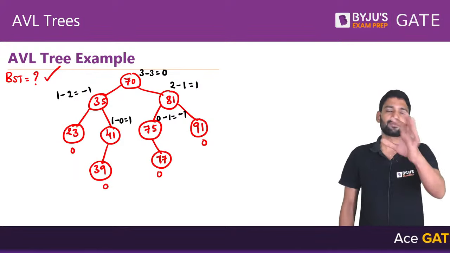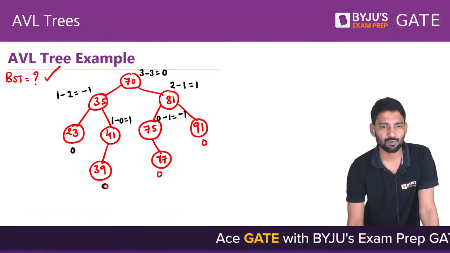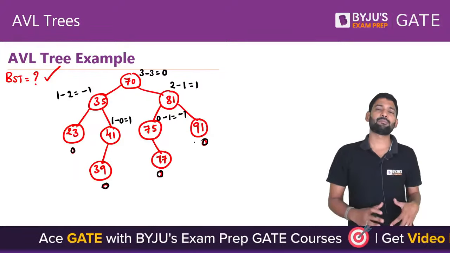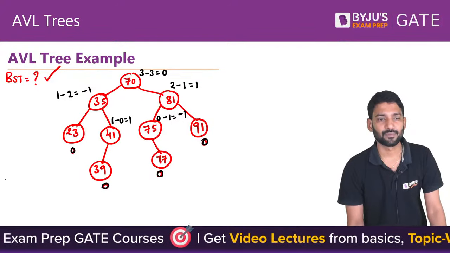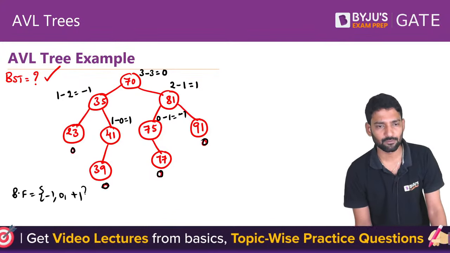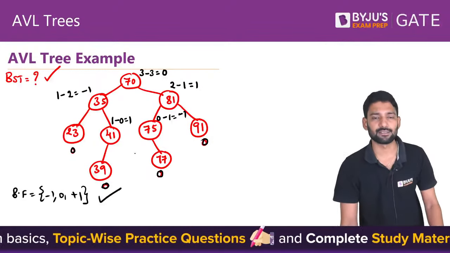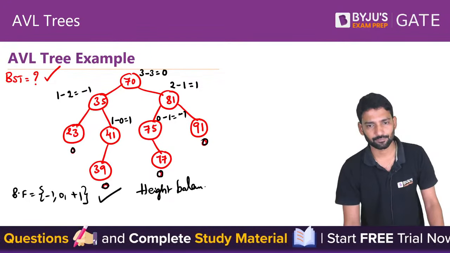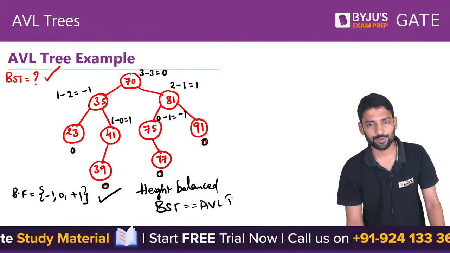You check all the balance factors, and all are either 0, minus 1, or plus 1. So all the nodes have balance factors in this range. So the second condition is that the balance factor is in the range minus 1, 0, plus 1 for all the nodes. Yes. So as these two conditions are satisfied, it is called a height balanced BST, which is called an AVL tree.